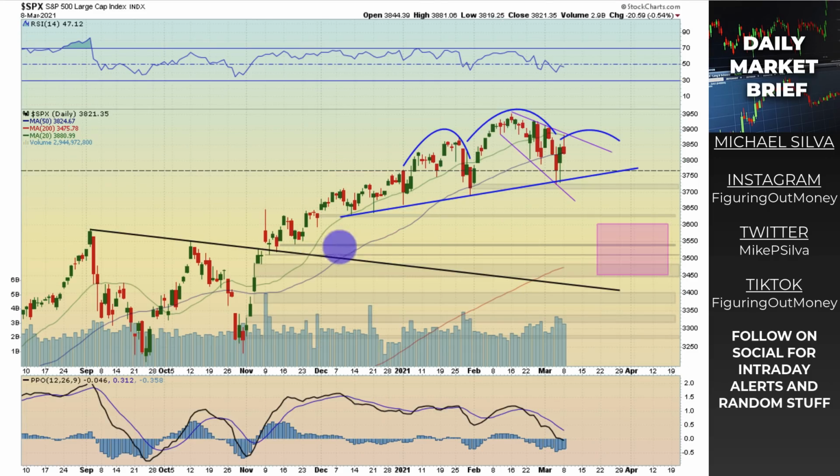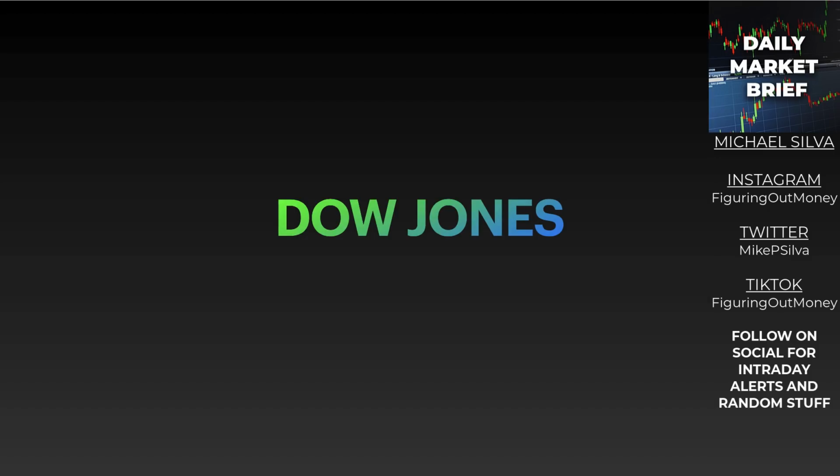And one more time on the daily time frame, I want to call out that when you look at the bigger picture, the 20 period moving average is still above the 50 and it's still above the 200. So we're still overall trending up despite this pullback so far. Now let's hop into the Dow Jones.